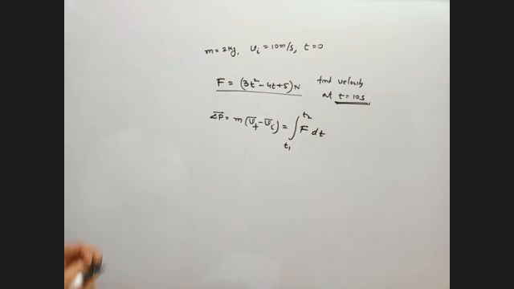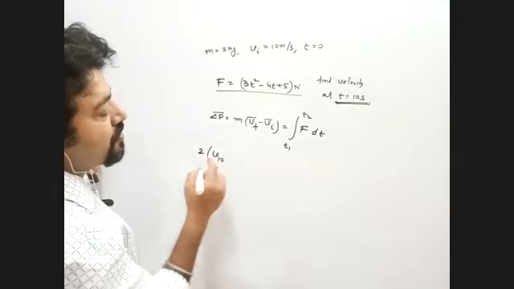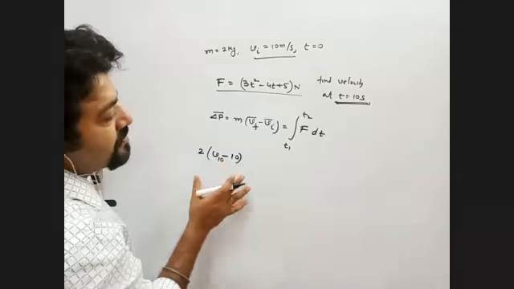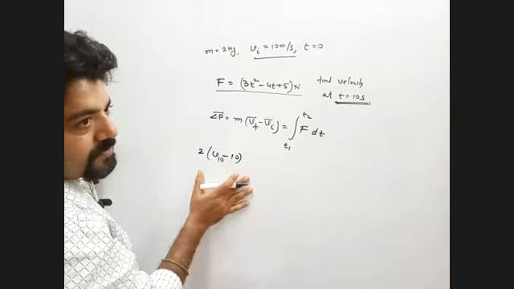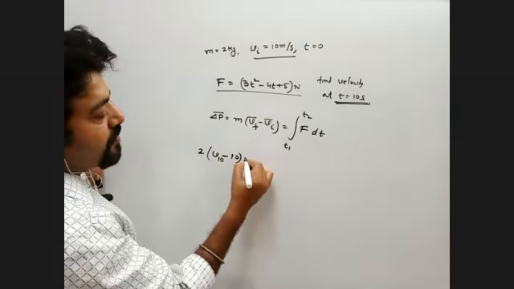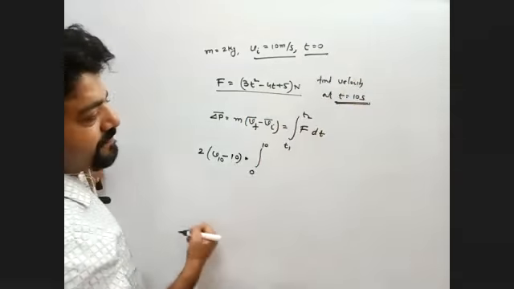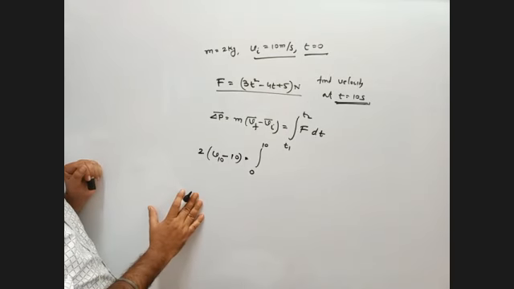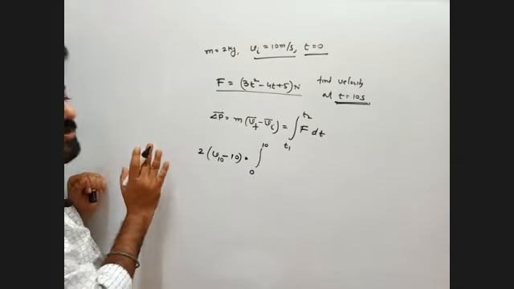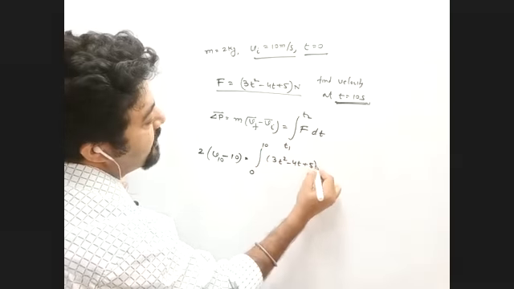Yes, sir. And here it is also given mass is 2, so we can write 2 times velocity at 10 seconds, we don't know. Velocity initial, if you want, you can write directly 10 because you know this value, which saves your time also. Is it okay? Yes, sir. That equals integration from 0 to 10 seconds. Is it okay? And the force is given, 3t square minus 4t plus 5 dt.